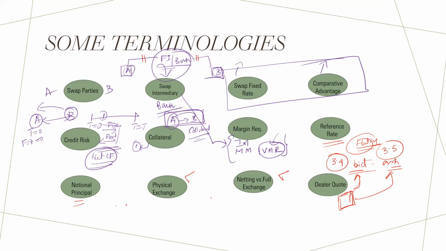I mark this point very, very clearly because this will be tested in your exam. Unless otherwise specifically mentioned, if you are given two rates, bid and ask, and you're asked to calculate the rate at which the transaction will take place between the swap intermediary and one of the counterparties, always take the mid quote. Never consider this in isolation or this in isolation. So in this case, if nothing is mentioned specifically, the swap rate becomes 3.45. So this is the whole theoretical portion of it.